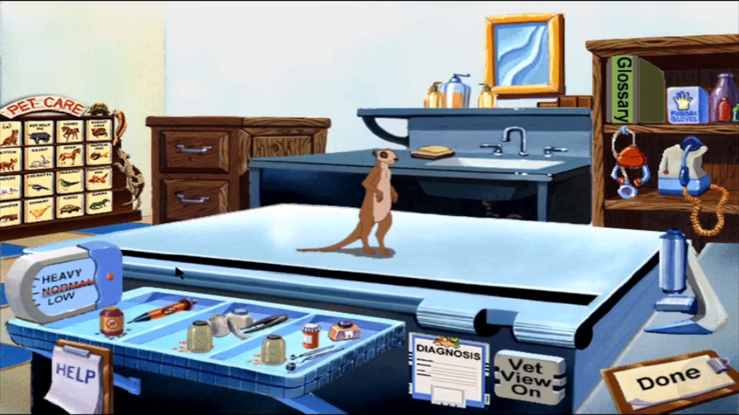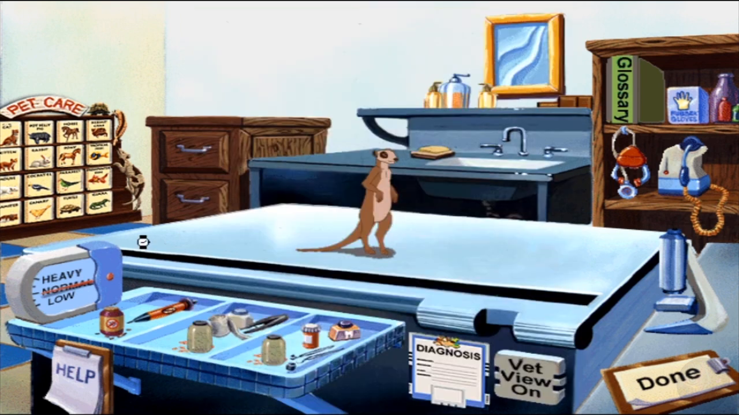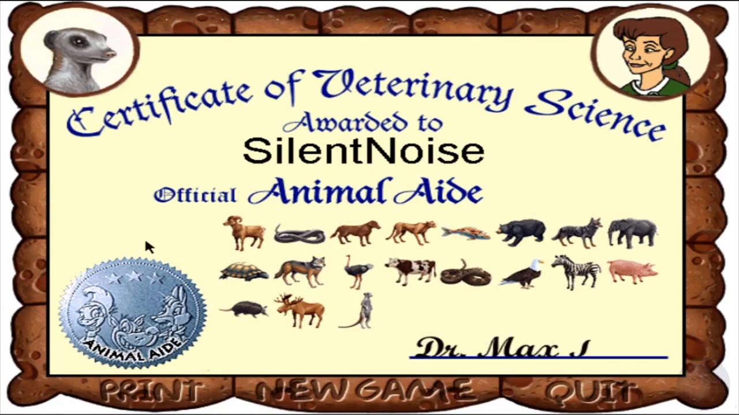Now that we know what the problem is, antibiotics, tooth filling, pain pills. Great work! Filling the tooth is important. The pain pills will allow the meerkat to rest comfortably. And the antibiotics will fight off infection. Congratulations! You really earned this certificate. You're a 3-star animal aid.